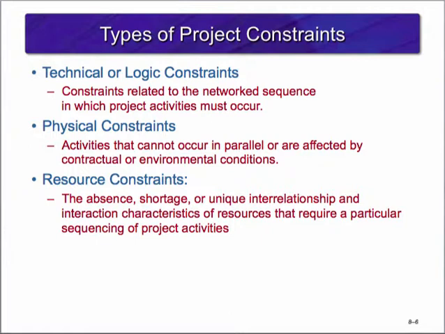These constraints require a particular sequencing of project activities due to the absence, shortage, or unique interrelationship and interaction characteristics of the resources. For example, if there is a shortage of workers to complete 3 tasks at once, the activities would need to be sequenced in a way that would allow the available resources to complete the activities. There are 3 different types of resource constraints. They are people, material, and equipment.